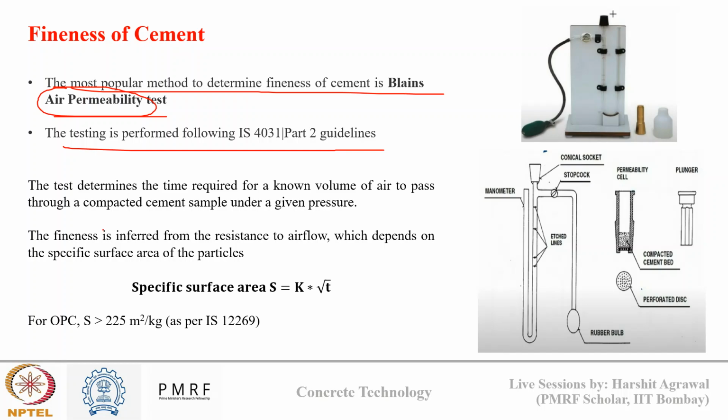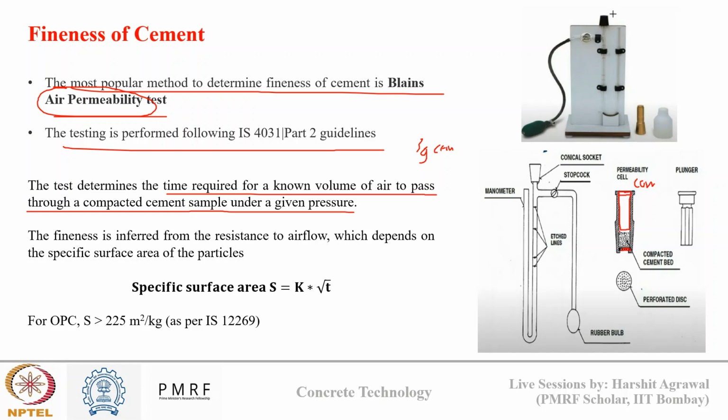So how do we perform this test? In this test, we determine the time required for a known volume of air to pass through a compacted cement sample under a given pressure. Initially, we'll weigh around 3 grams of cement and place it in this permeability cell, with filter paper at the bottom. Once we have placed the sample in the permeability cell, we won't do any compaction. We'll just pour the cement and place one more filter paper at the top.